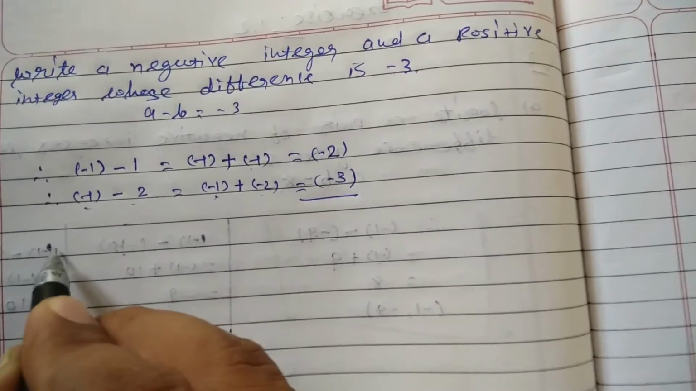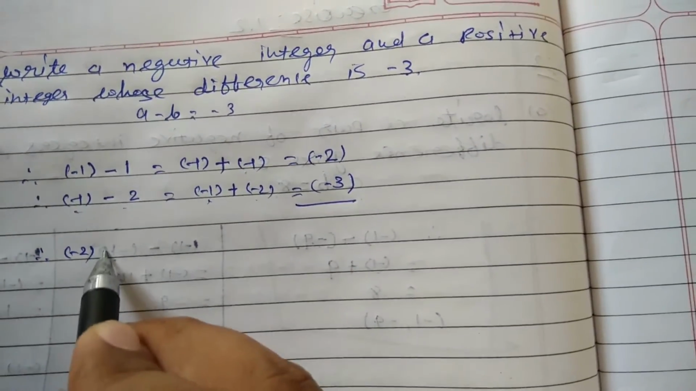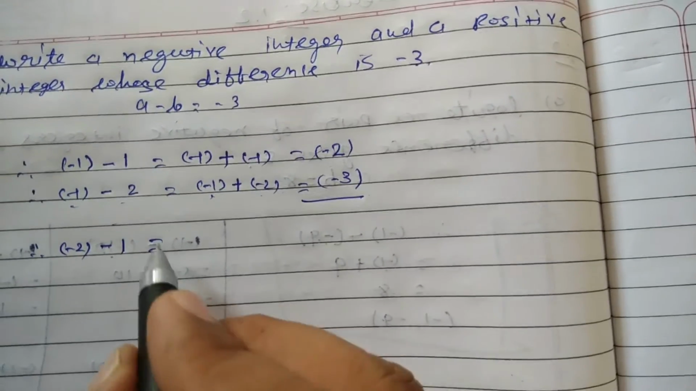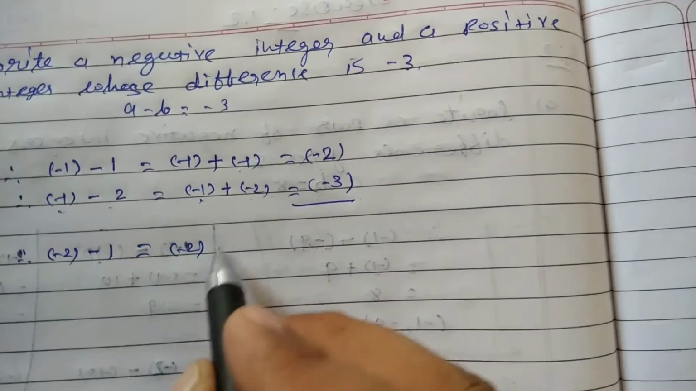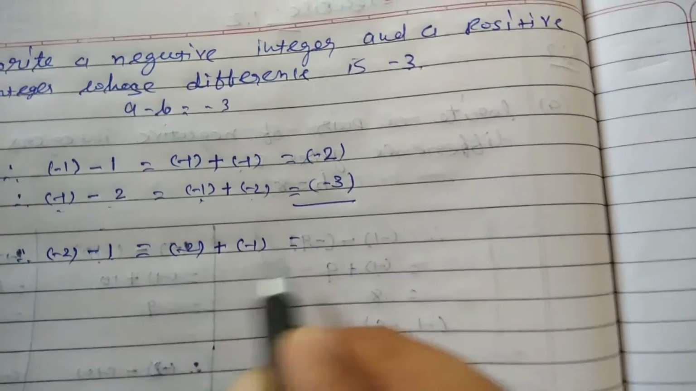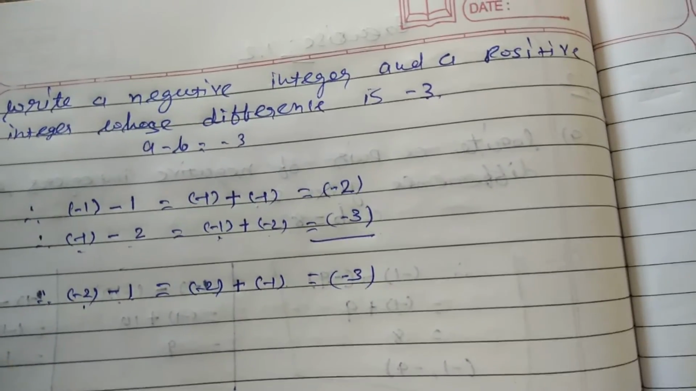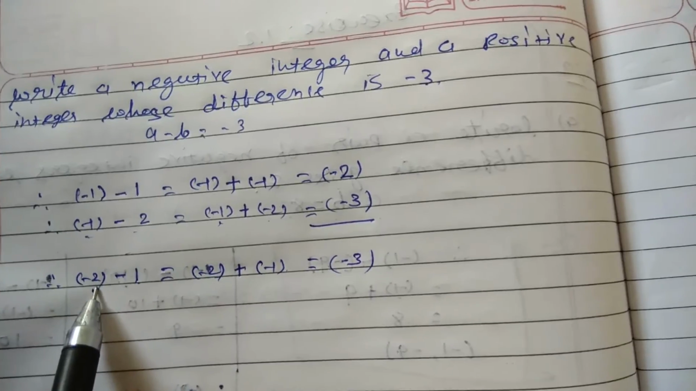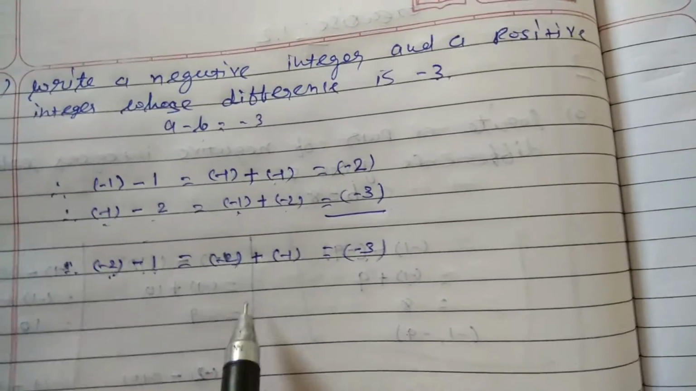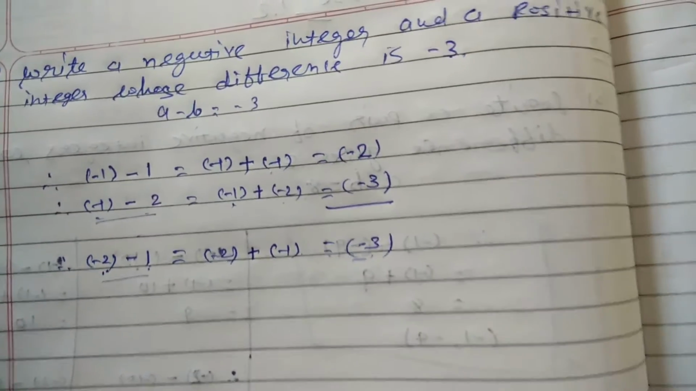Next, let's take -2 minus positive integer 1. So that is equal to -2 plus additive inverse of 1, that is minus 1. 2 plus 1, 3, and negative sign, that is minus 3. So here for integers minus 2 comma 1, we are getting their difference as minus 3. So in these two cases we will get their difference minus 3.